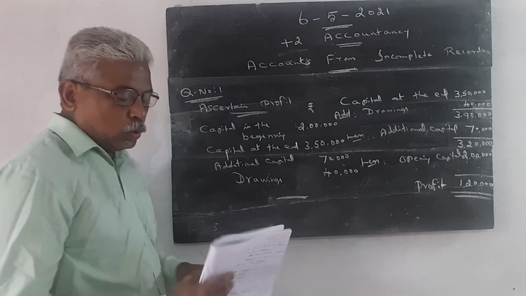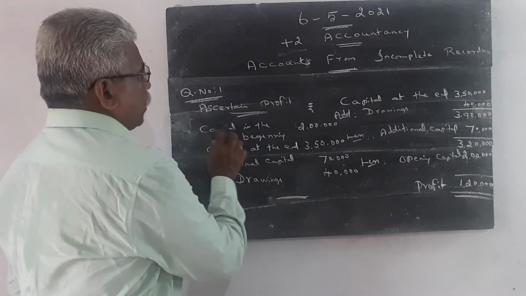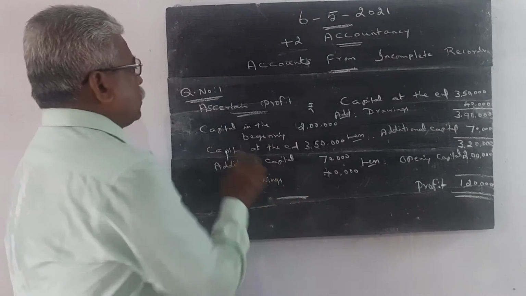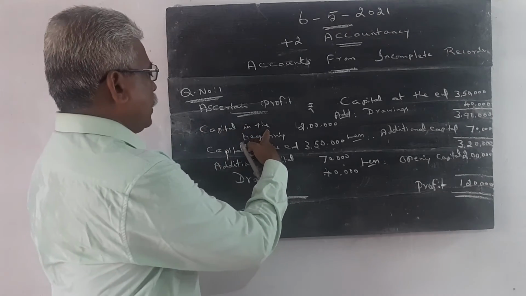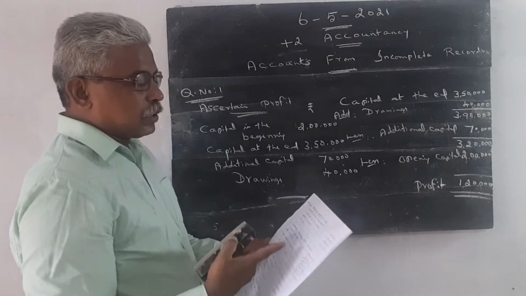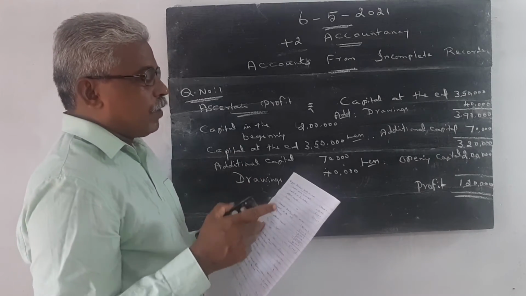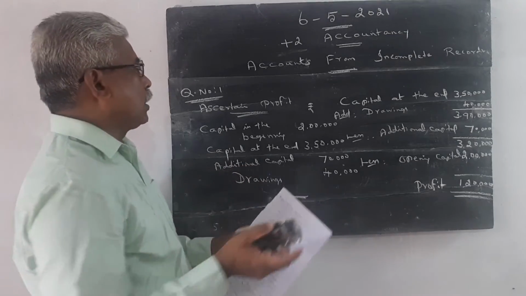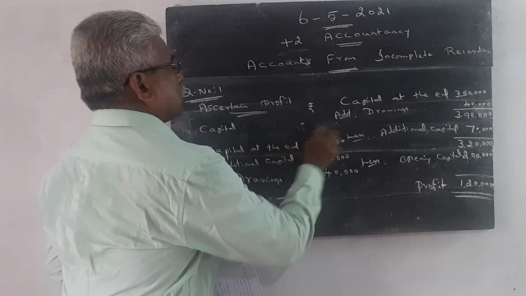Then question number 2, ascertain profit or loss. Same question, but the amount may be changed. So here in this question, capital at the beginning is given, but in the next question the date is given. On the date we have to find out whether it is an opening capital or closing capital. The same question, but the amount alone is changed.